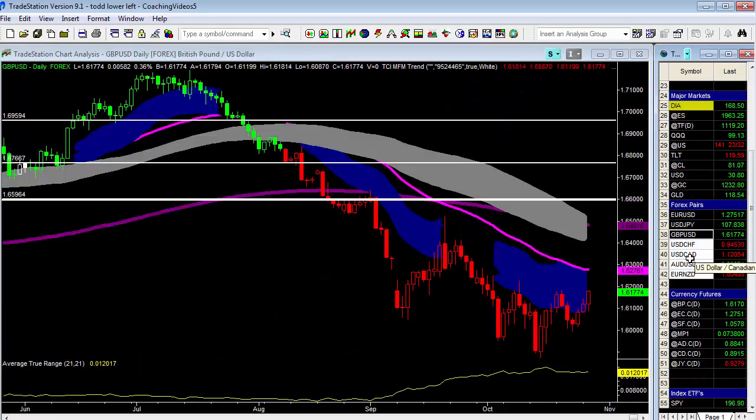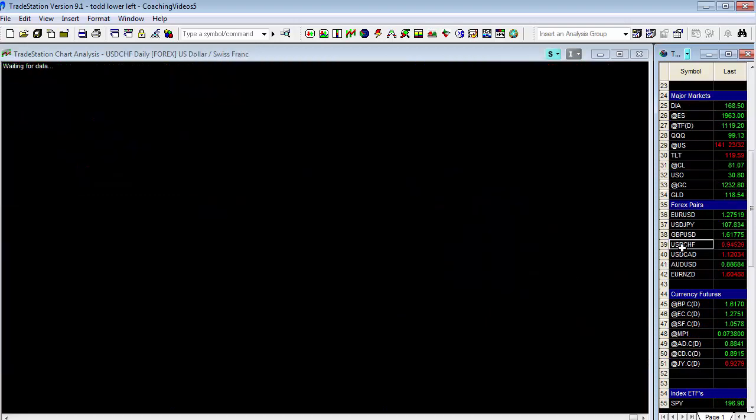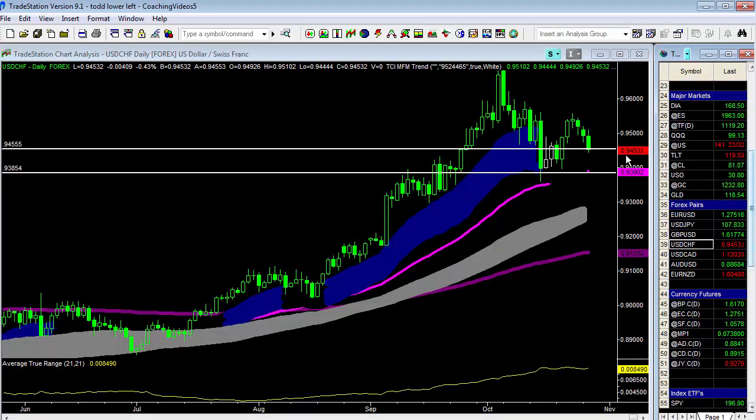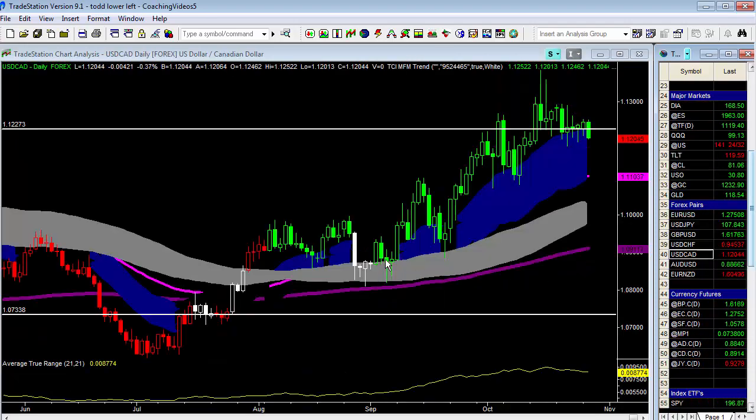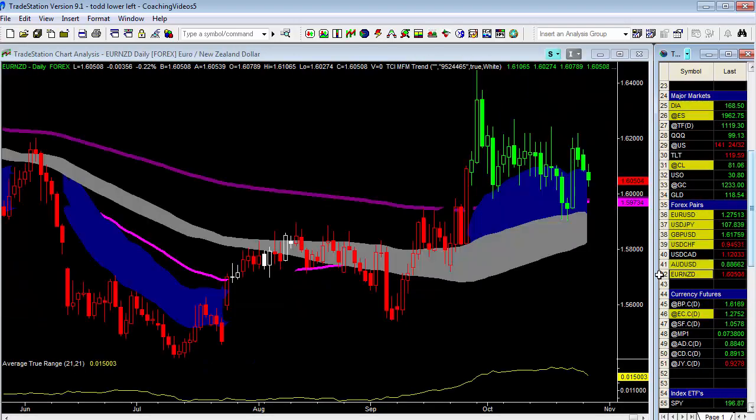The British pound US dollar looks just like the Euro US dollar. Then you've got the Swiss franc US dollar. Not a whole lot going on there. You had an inside day, then taking it out. What else? The Canadian dollar is just gradually moving higher. We're in the midst of a small little pullback right now. And then the Euro New Zealand dollar. The buy was right in here, right? Trend change from down to up right in here. First pullback right in here.